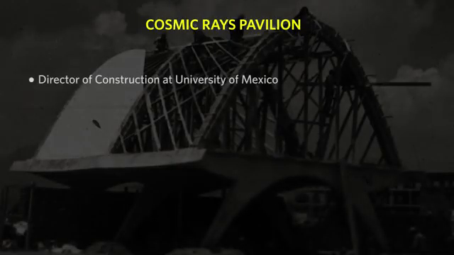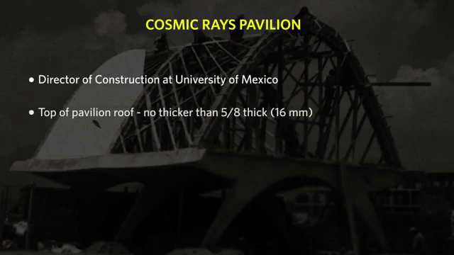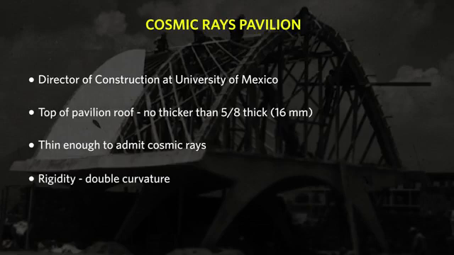The director of the construction at the University of Mexico, where this Cosmic Rays Pavilion still stands today, asked Candela to make the roof no thicker than 5/8 of an inch because it had to be thin enough to emit cosmic rays. Now Candela knew, again, to give it this rigidity, he had to give it double curvature. So again, the rationale for moving from a barrel to a hypar.